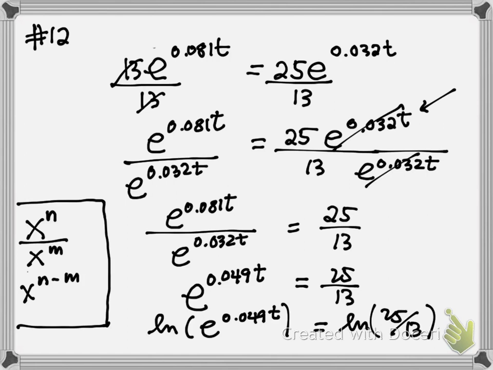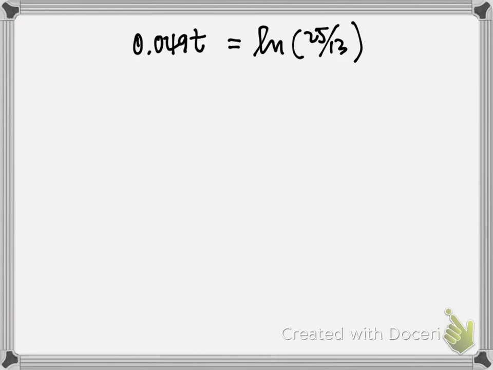Okay, so now we learned from the properties that the ln and the e basically cancel each other out. So the left side will now become 0.049t, because the ln and the e cancel each other, equals ln of, what was it, 25 over 13, right? ln 25 over 13.